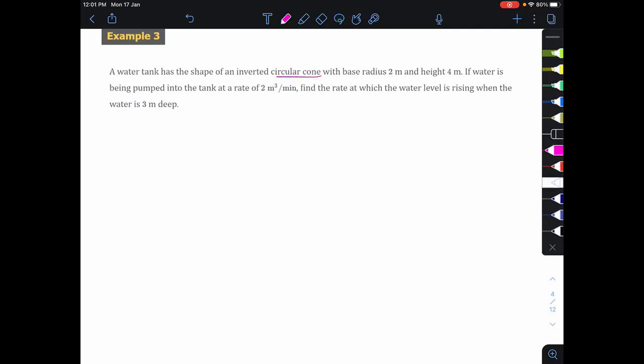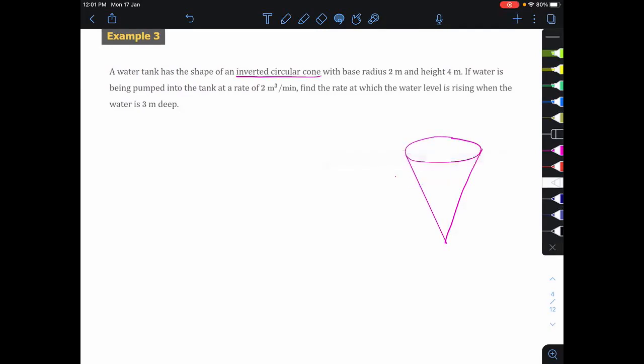So we have to draw what? A circular cone. Yes, inverted, circular, like this. Inverted, يعني like this. Upside down. Yes, the vertex of the cone should be down.